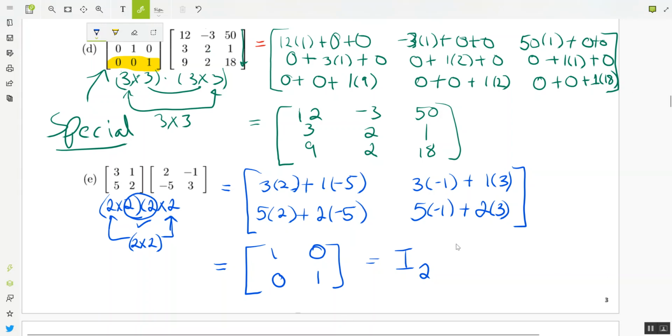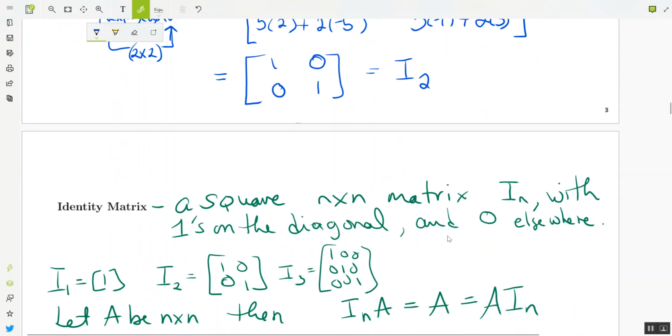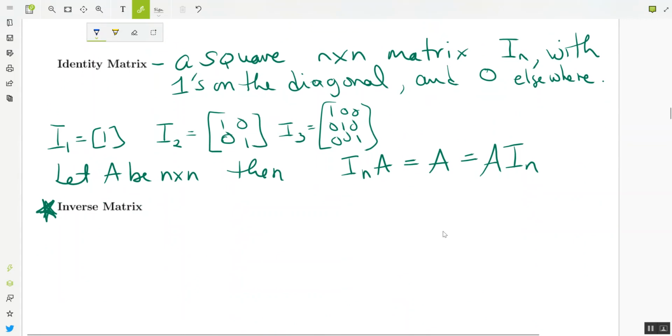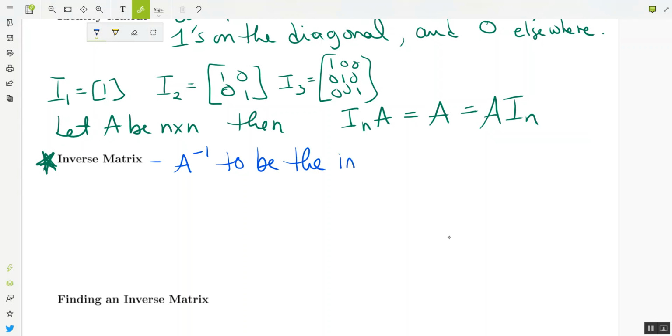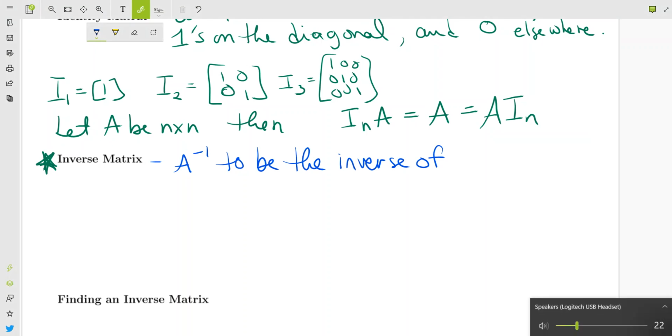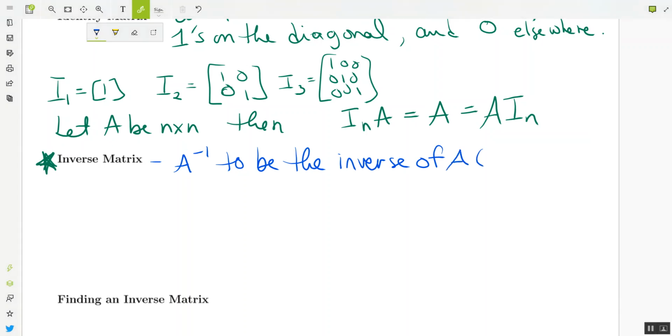Well, when you have something called an inverse. So hopefully you remember inverses from inverse functions. If you don't, that's okay. Let's talk about what a matrix inverse is. So we will do A with a little negative 1 to be the inverse of a square matrix A. P.S. You can only do this to squares.